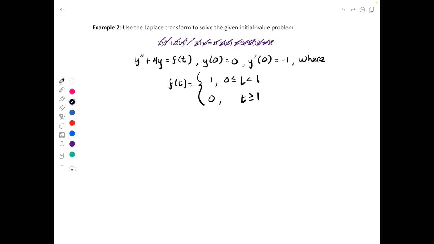I had a typo on the wrong problem on the last one. You can take a moment to write this problem down unless you're using a corrected version. If it looks like this already, you're good to go.